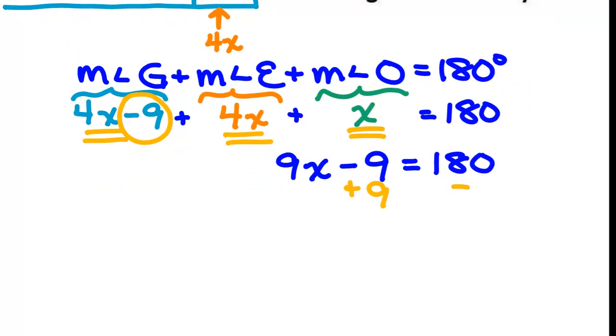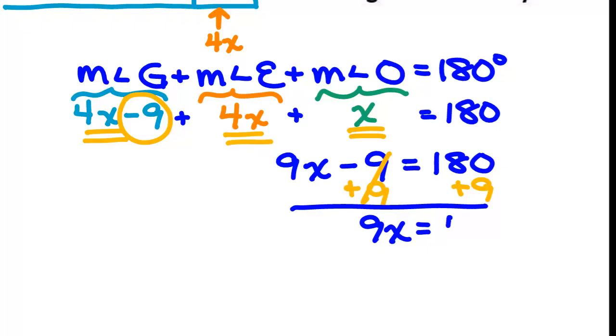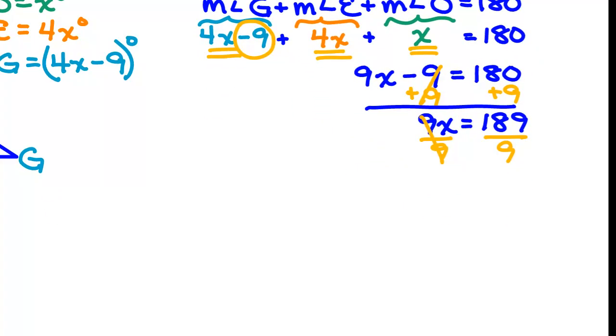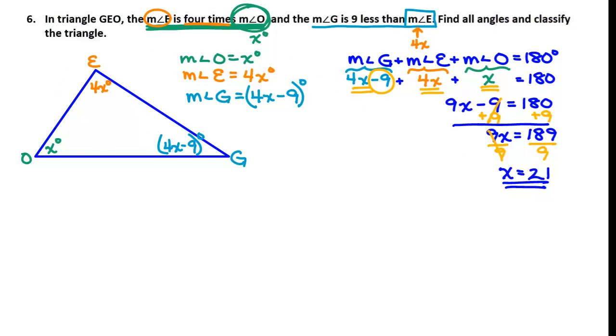And then I'm going to add 9 to both sides. So I get 9x equals 189. And then we divide both sides by 9. What is 189 divided by 9? 21. So x is 21.